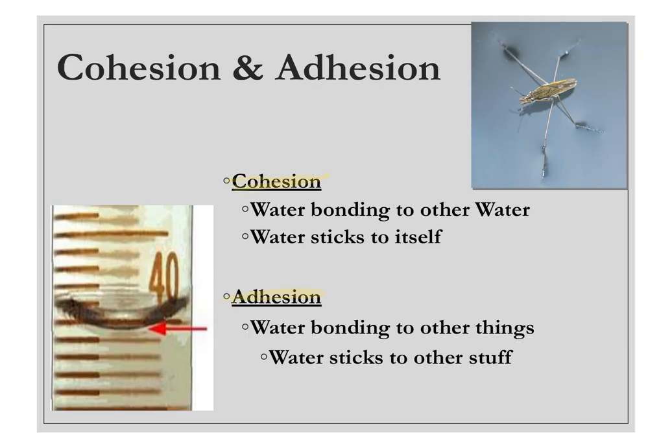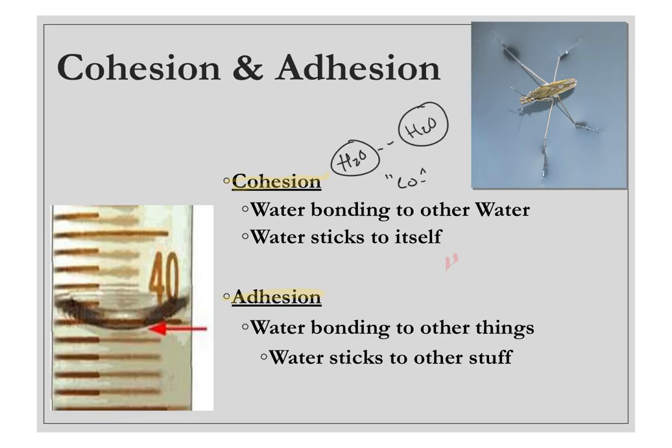Because water has the ability to bond with itself to form hydrogen bonds, you have a situation where two water molecules form a hydrogen bond between each other. That's where we get cohesion, because they're co-bonding with one another.